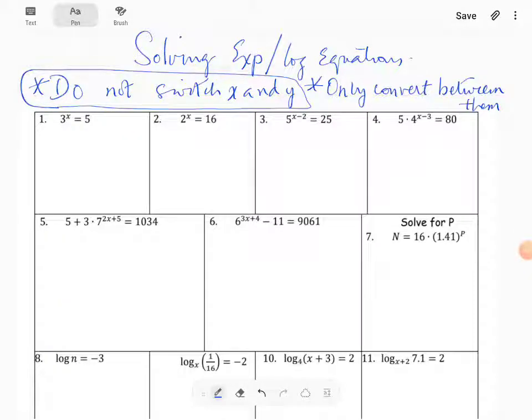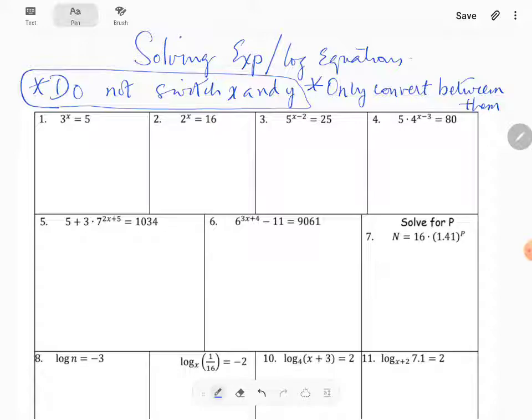Hello students, this is solving exponential or log equations. I feel like this video will not be too long. It'll be a short video because we have already learned how to exponentiate logs or apply logs on both sides to convert to exponential. So we don't have to actually switch x and y. That's the important thing that you have to note.